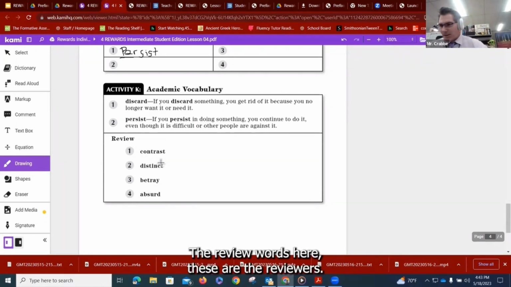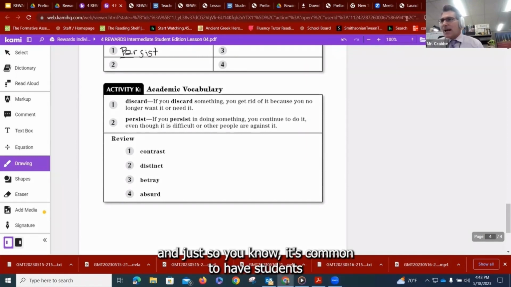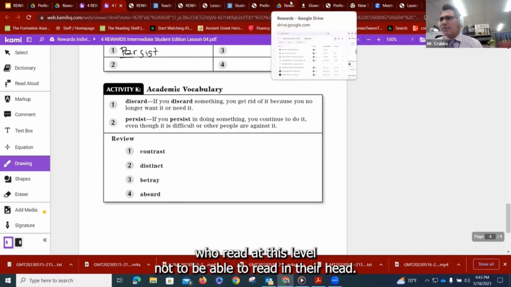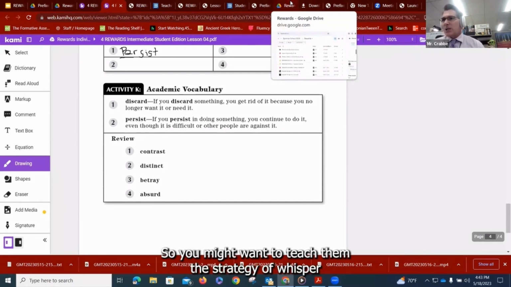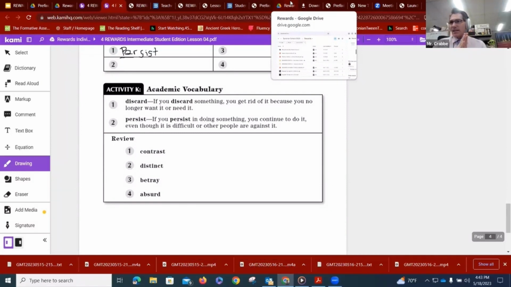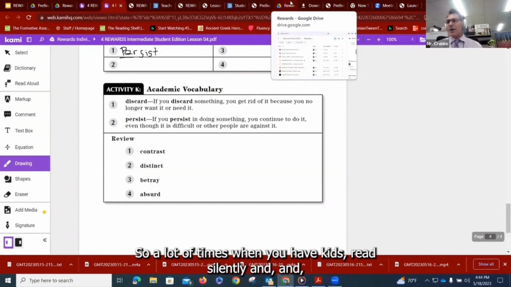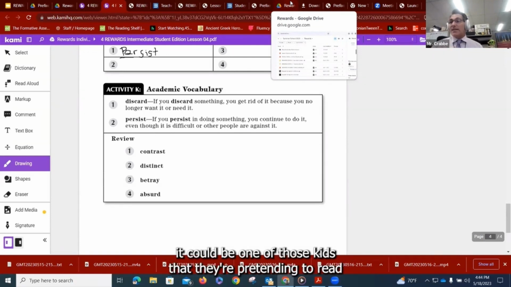Here, these are the review words. We're back up in the learning up here. They're going to learn discard. They're going to decode it in their head. And just so you know, it's common to have students who read at this level not be able to read in their head. So you might want to teach them the strategy of whisper reading to themselves, because they may be embarrassed and they'll pretend like they're reading, but unless they're reading 60 words per minute, they can't read silently. So a lot of times when you have kids read silently and they're pretending, it could be one of those kids who don't know how to read silently.